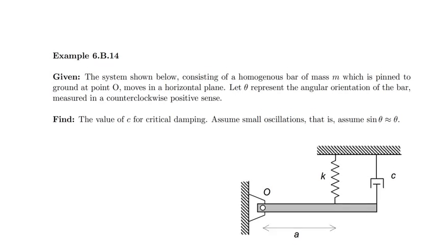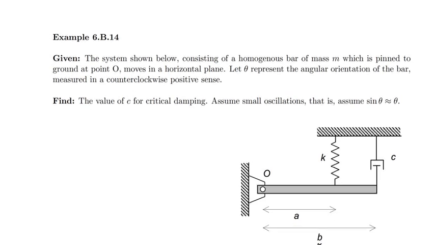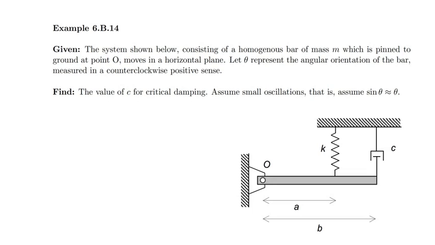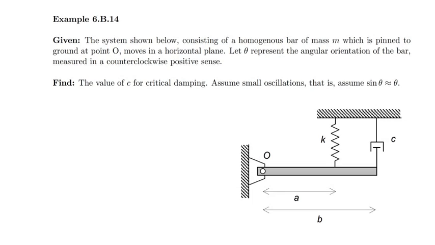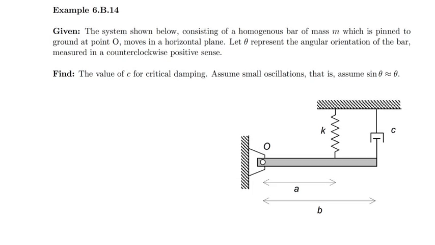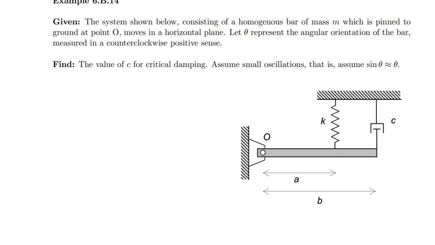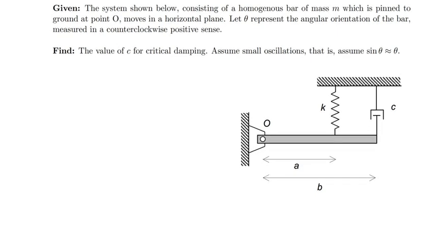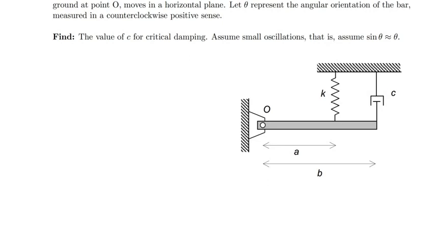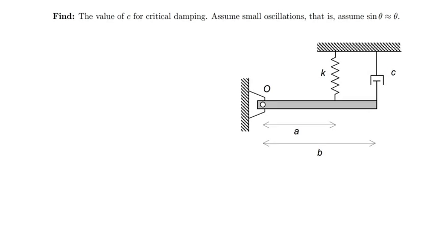Okay, so the system shown below, we're told, consists of a homogeneous bar of mass m, which is pinned to ground at point O and moves in a horizontal plane. We're asked to let theta represent the angular orientation of the bar, measured in a counterclockwise positive sense. In this particular problem, we're asked to find the value of c necessary for critical damping, assuming small oscillations, that is, when sine theta is approximately equal to theta.